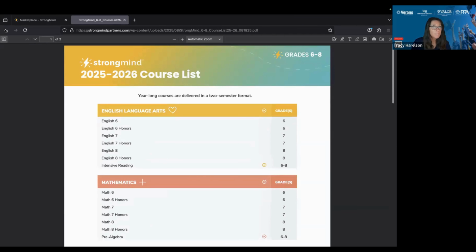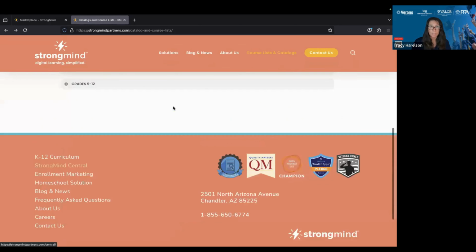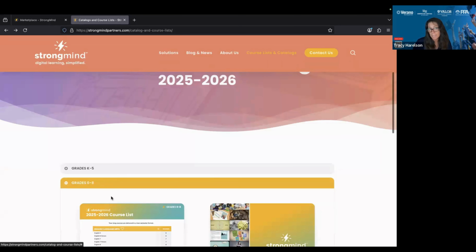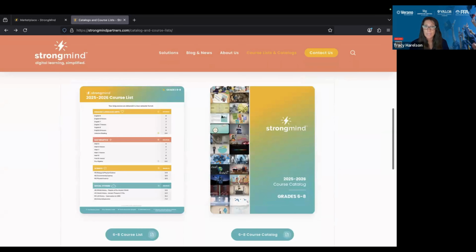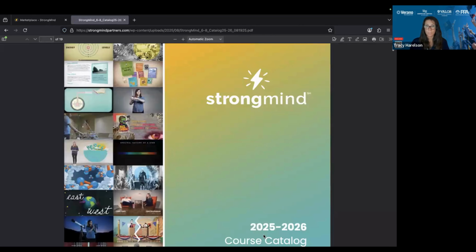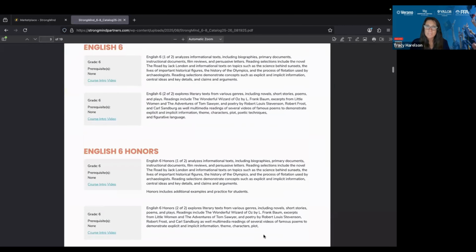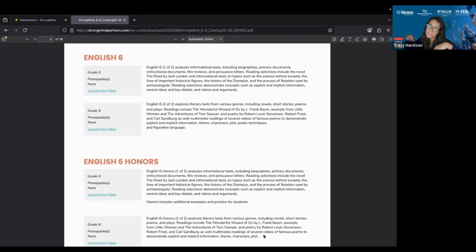Now, to go even deeper into those course lists, I can go into that same 6 through 8 catalog and see the full course catalog. So if I want to see, thinking back at our a la carte options, if my school district will take this one course, you can provide them the details, if there's a prerequisite, even an intro video, so they can see if they align with the course offerings for credit bearing opportunities or questions.